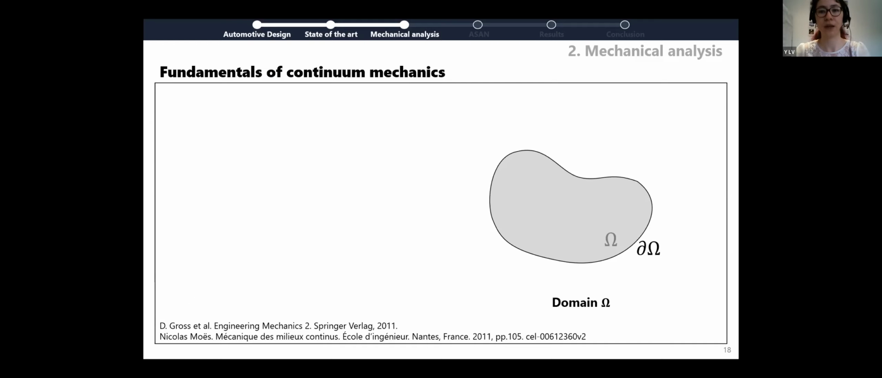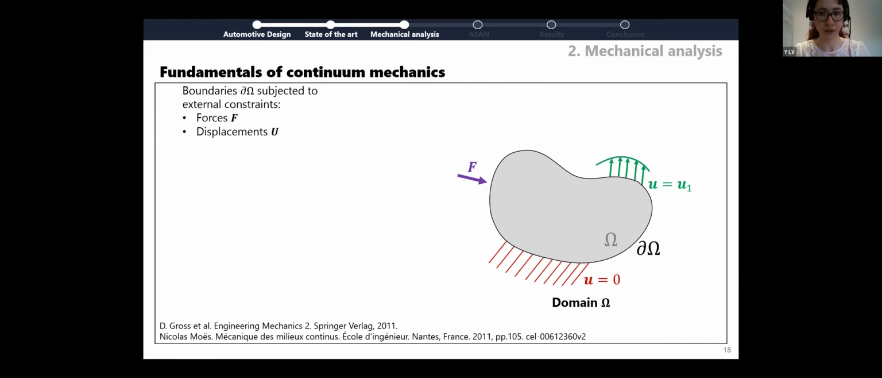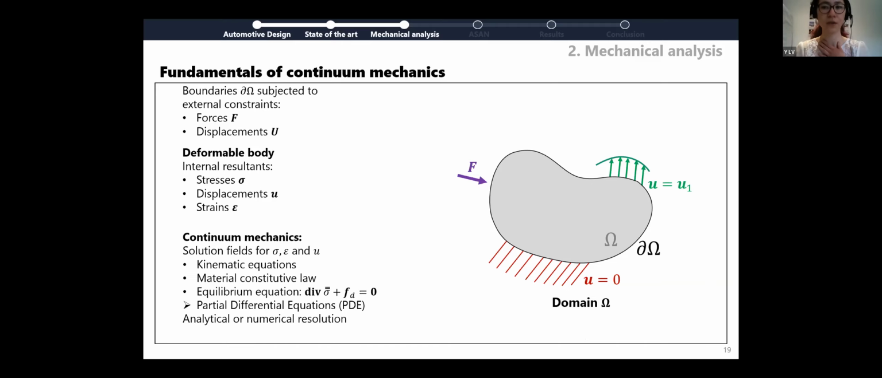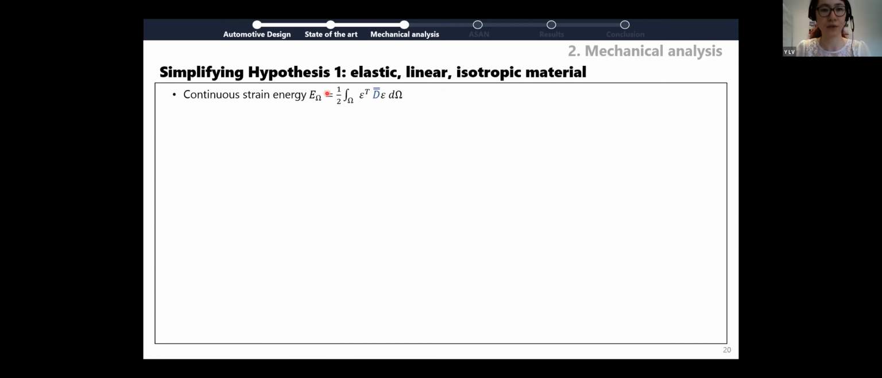So I will now take a few slides to present things from a mechanical point of view, and for that, let's consider a domain omega. So omega is subjected to boundary constraints that can be forces or displacements. And since omega is a deformable body, the constraints will create internal resultants known as stresses, displacements, and strains. So in order to find the solution fields, continuum mechanics give us a set of equations from which we derive partial differential equations. And more particularly, we get a continuous strain energy that we want to minimize.